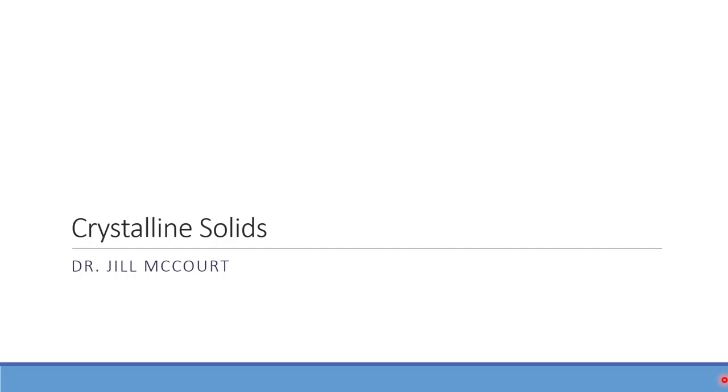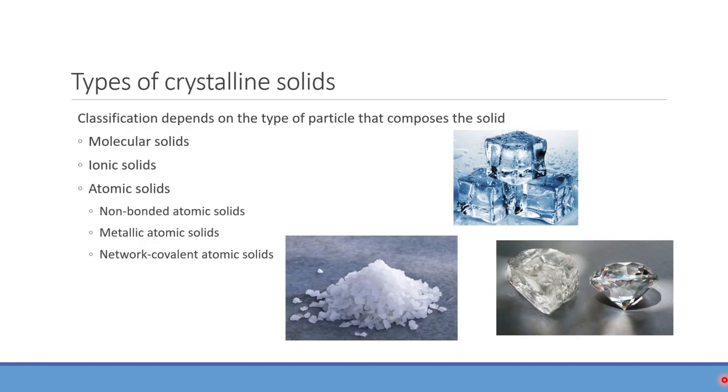In this lecture, we're going to cover several types of crystalline solids. So there are a number of types of crystalline solids. We've looked at the structure, so now we're going to discuss what subsets there are. And we usually classify them depending on the type of particle that composes the solid.